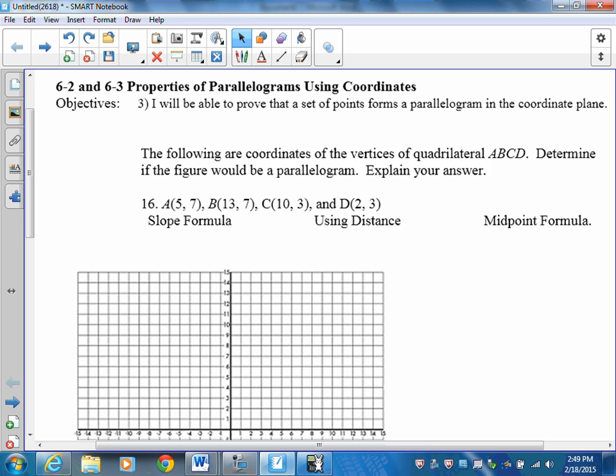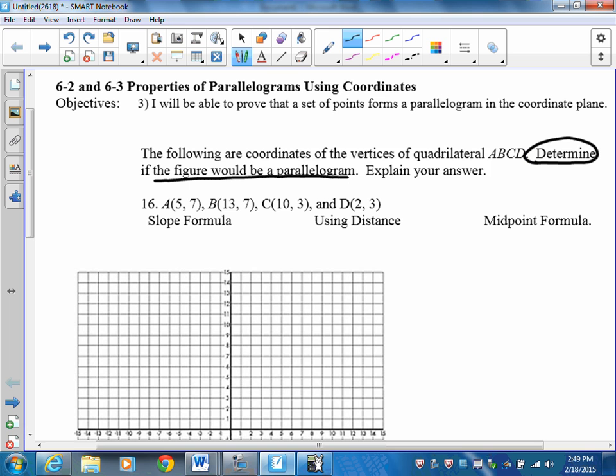So we're given some points here. The following are coordinates of the vertices of quadrilateral ABCD. Determine if the figure would be a parallelogram. Explain your answer.